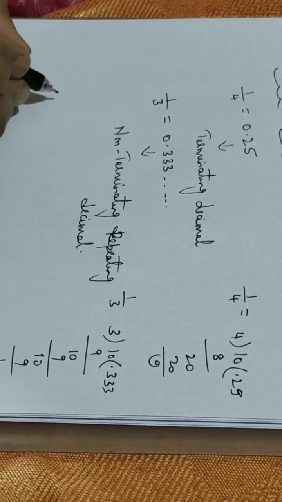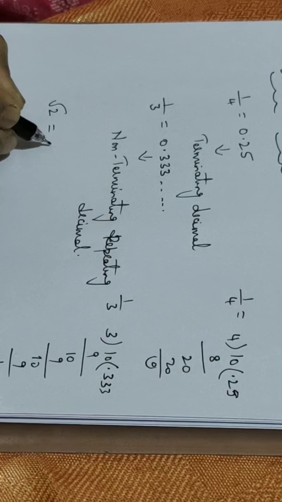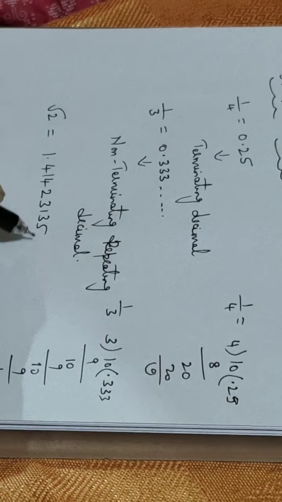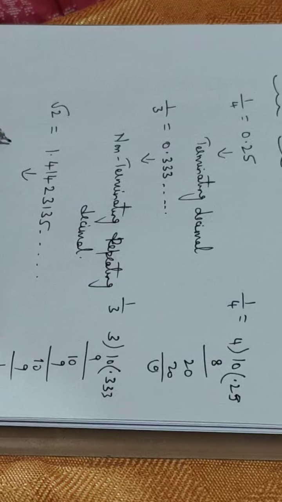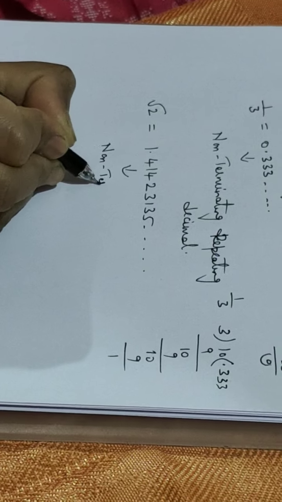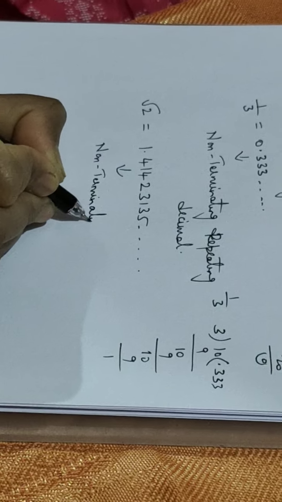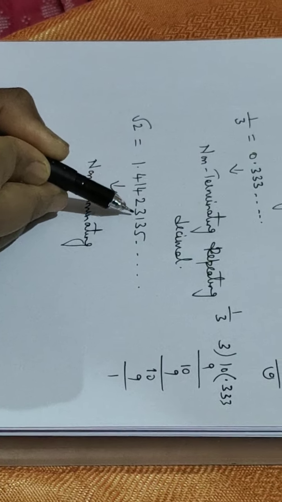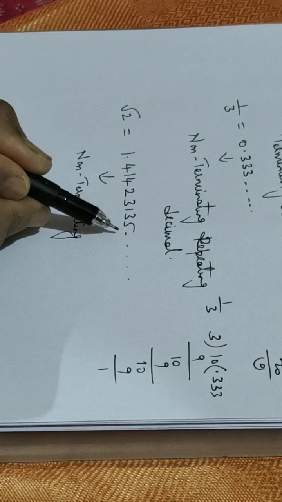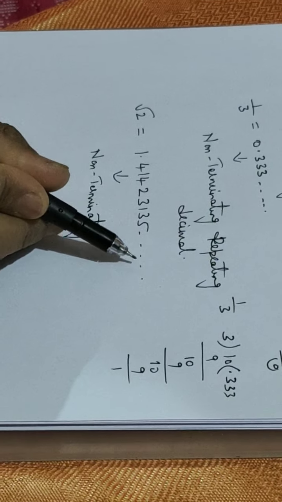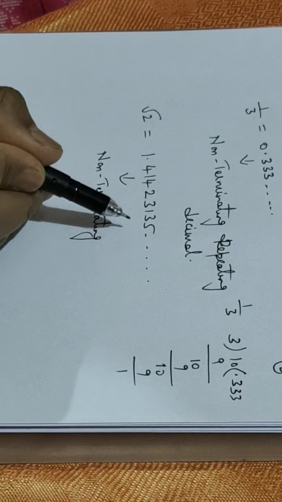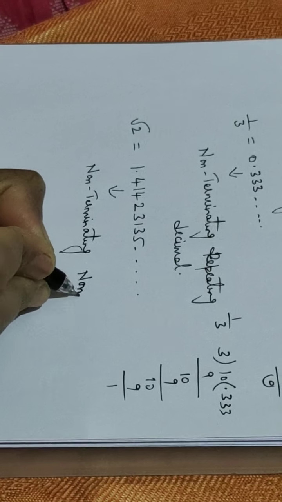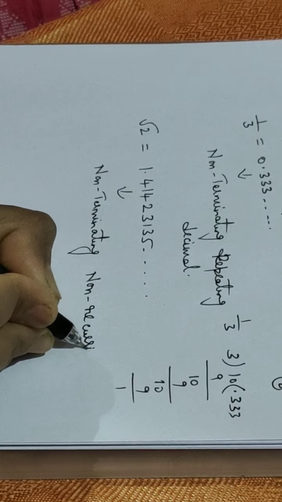If you find the square root of 2, its value is 1.41423135 and so on. It continues. So this is also non-terminating, and if you observe here, it is not repeating. 41423135 and so on. It is not stopping. It is continuing like this, and it is also not repeating. So it is called a non-terminating and non-recurring decimal.